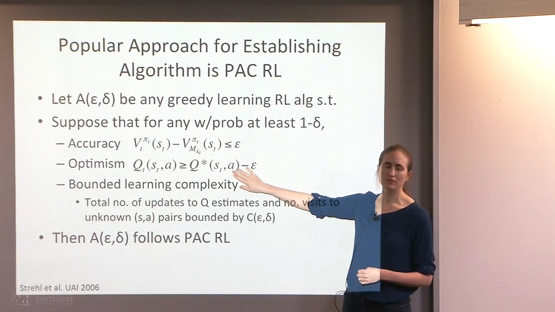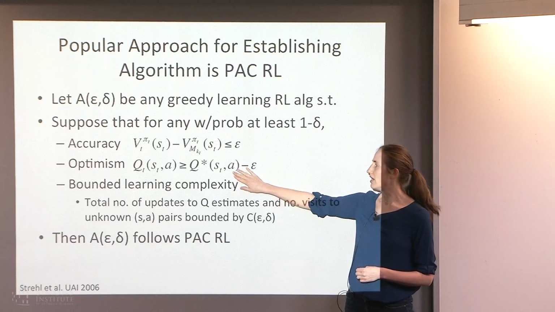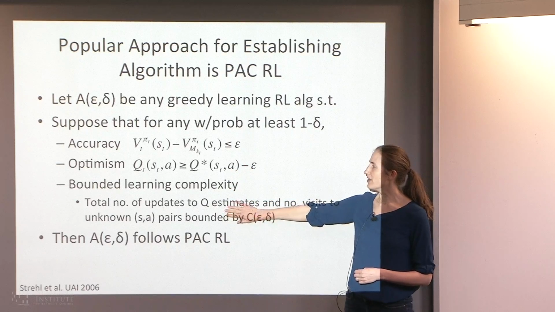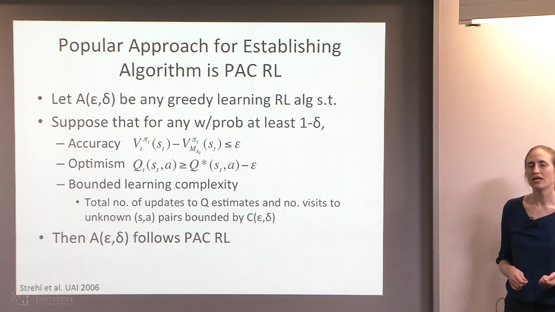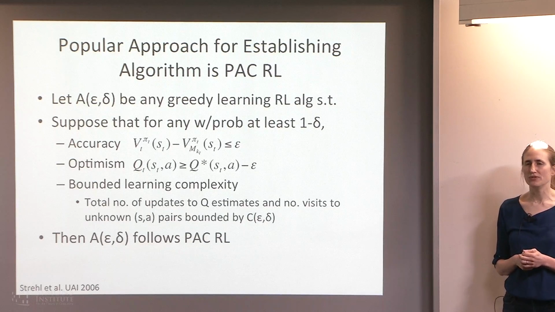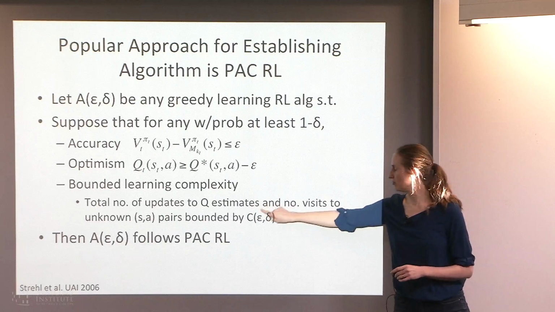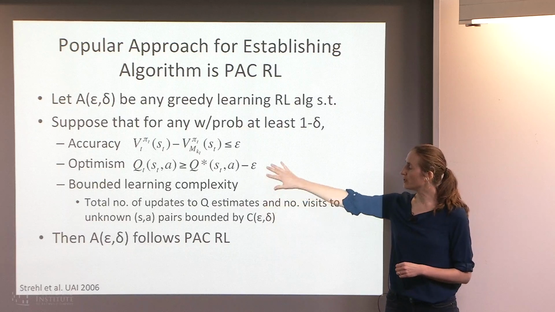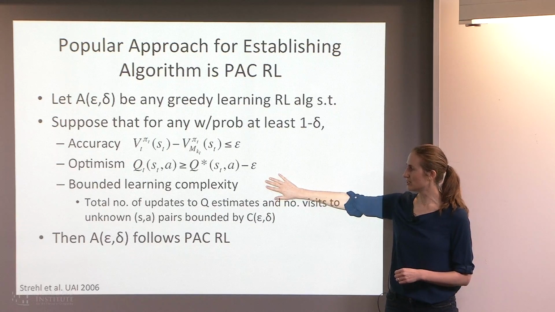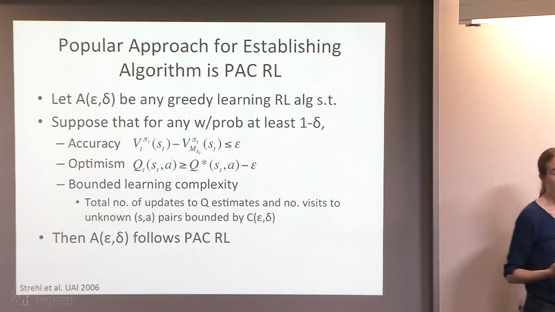I'll talk about how we could guarantee all of these. The second is optimism. The estimated Q function we have is always at least the optimal Q function minus epsilon, and that we have bounded learning complexity, which means the number of times we update our Q function and the number of times we can visit an unknown state action pair is finite. And in particular, it's going to be bounded by some constant. And I'll talk about what those parameters should be. So if we can satisfy these conditions, then the resulting algorithm is PAC-MDP, PAC-RL.